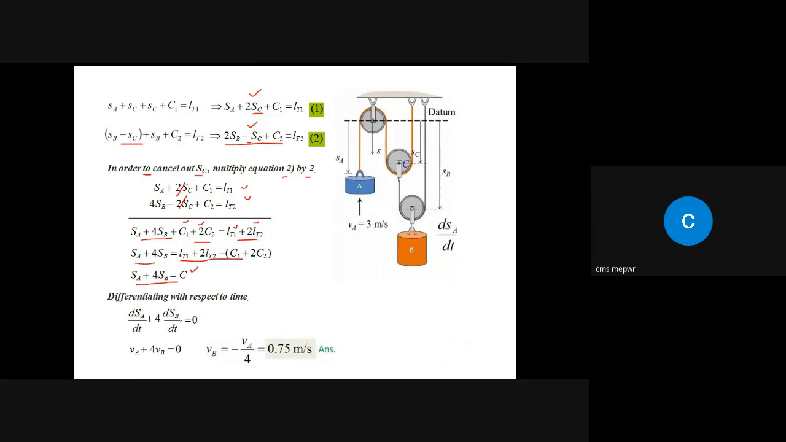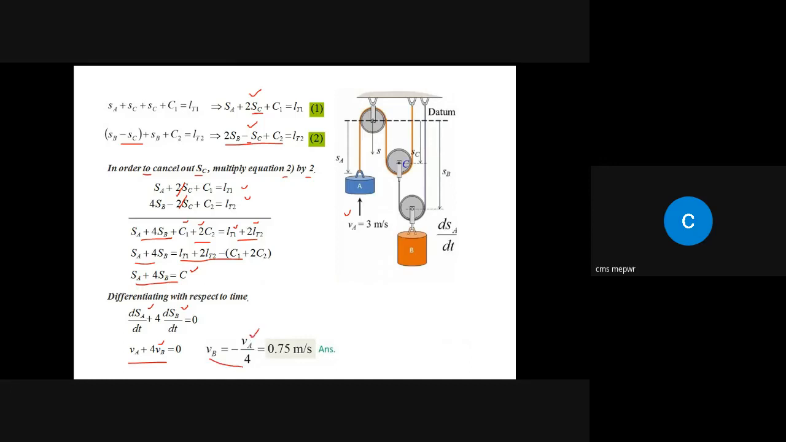When you do so, what you will get? You will get this equation, dSA by dt plus 4 dSB by dt, and that should be equal to 0 because the derivative of a constant is 0. So we get this equation. Okay, so we are given VA and we need to find out VB. So take VB on to one side and VA on to the other side, we get this equation.